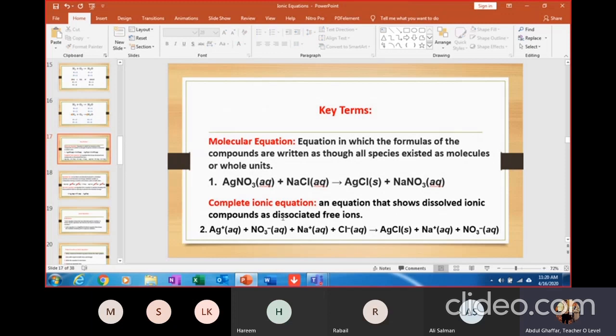Then the complete ionic equation. As you know, there are some rules regarding the ionic equation which we will discuss, that break the equation into ionic form. When you break this equation into ionic form, you will get ionic species as well as the solid state. So this will be the complete ionic equation, an equation that shows dissolved ionic compounds as dissociated free ions, along with those compounds which are insoluble.